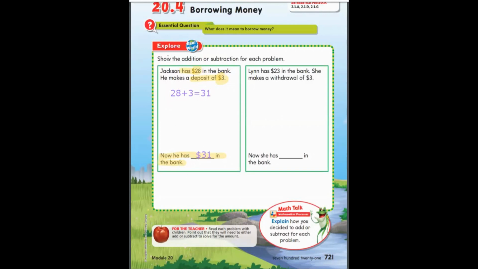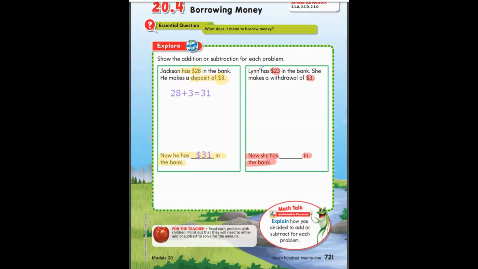Now we're going to work with the second problem. We're going to start with reading the problem. Lynn has $23 in the bank. She makes a withdrawal of 3. Now she has, I don't know, in the bank. So we start with circle the numbers. It's 23, and 3. Now, underline the question. There is no question here, but what we have to do is, now she has, I don't know, in the bank.